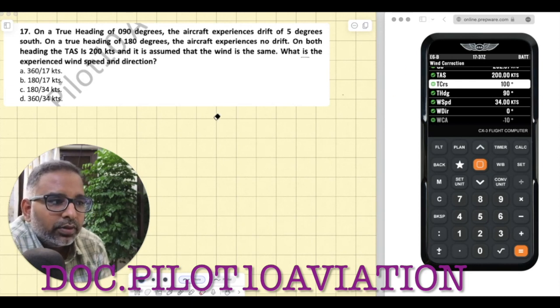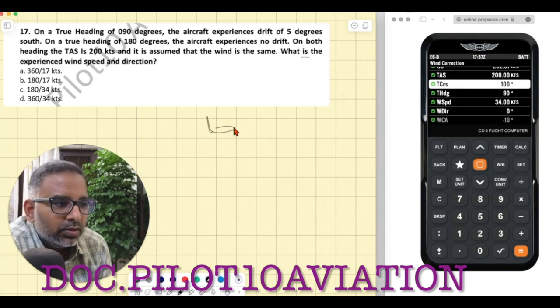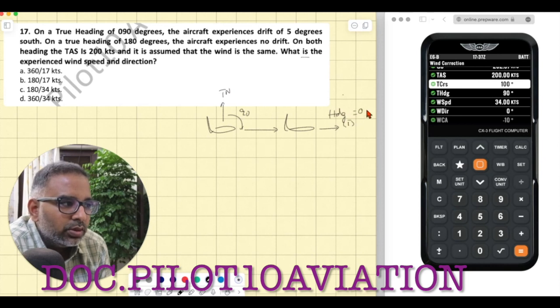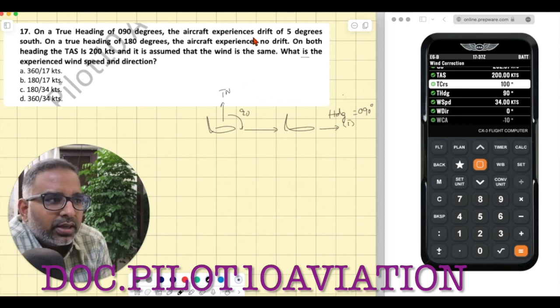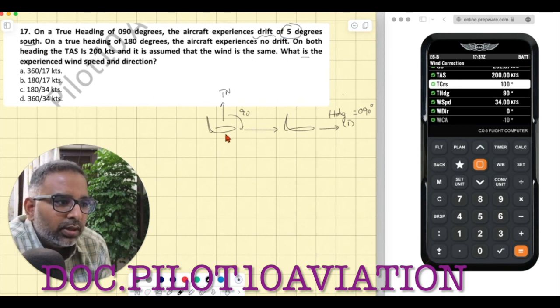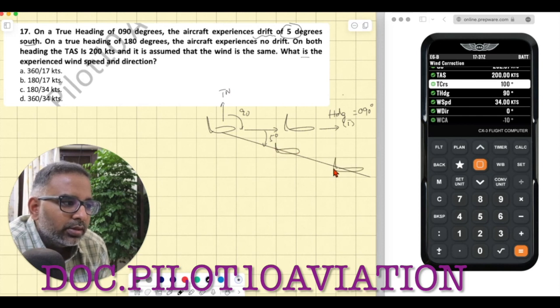On a true heading of 090, that means the aircraft is going on a true heading, from true north it is going 90 degrees, so it is going east, right? This is the heading of the aircraft, so heading true is equal to 090 degrees. If the aircraft is going like this, the aircraft experiences a drift of 5 degrees to the south. That means instead of going like this, it is getting blown away by 5 degrees like this, right? This is happening to the aircraft.